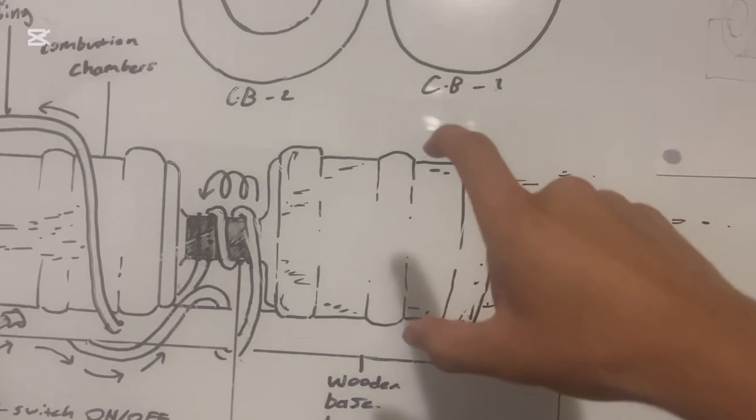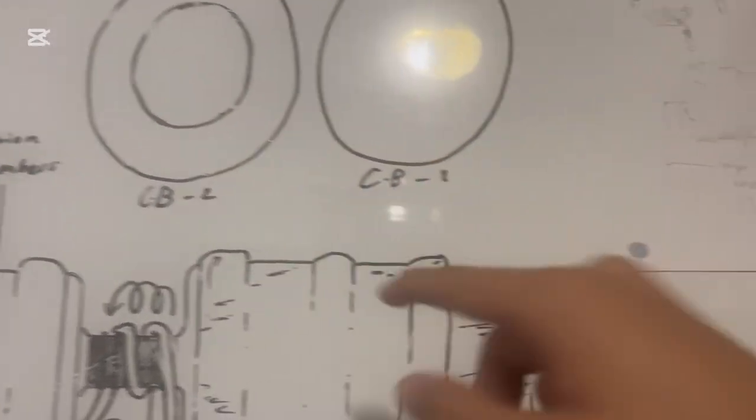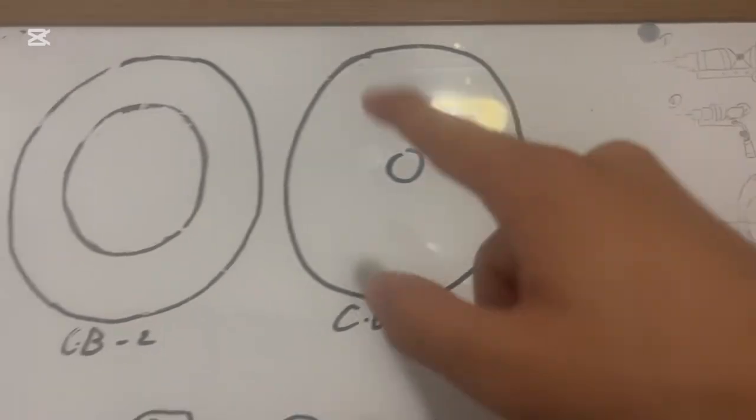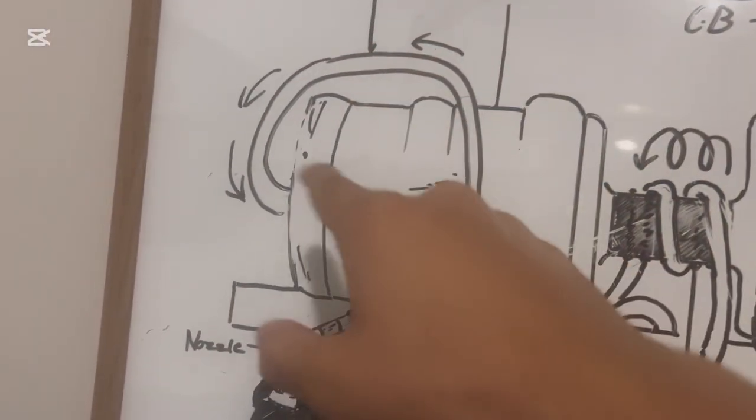The second combustion chamber will have a bigger cut hole on the end of it, which I've also drawn here in this other diagram. Fire comes out there, and the first one here has a little cut hole in the back, so the vinyl tube can enter through.